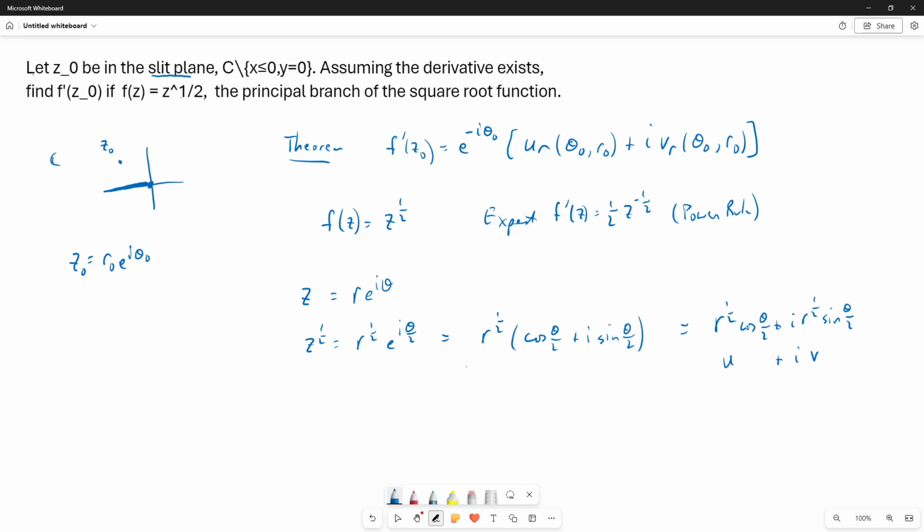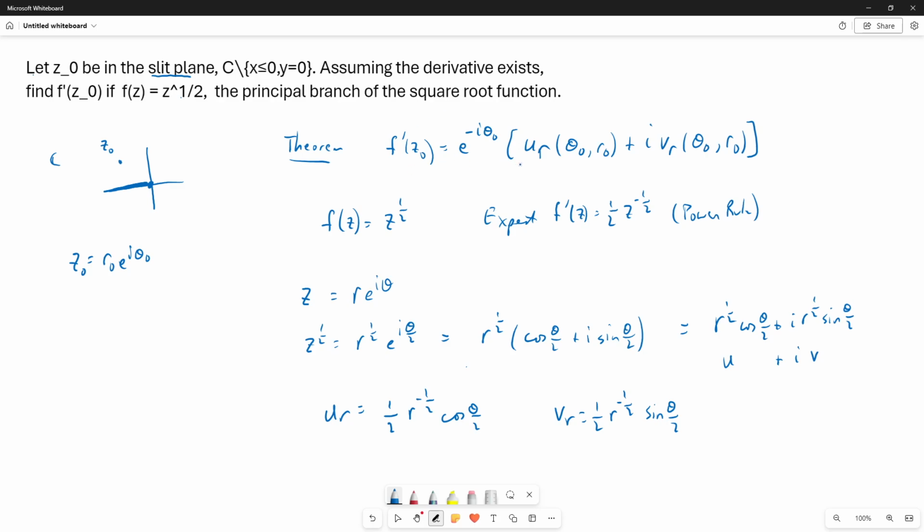And we've written the function in polar form, so we can compute the polar derivatives u sub r and v sub r pretty easily. U sub r, the derivative of r to the 1/2, this is a real variable. We can use the real power rule: 1/2 r to the minus 1/2. Cosine theta over 2 is a constant. And then we have v sub r is 1/2 r to the minus 1/2 times the sine of theta over 2.